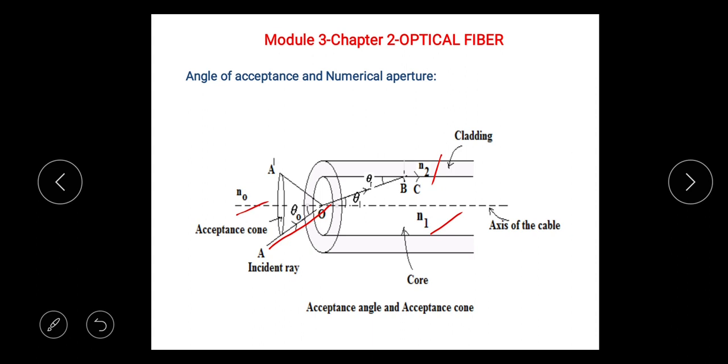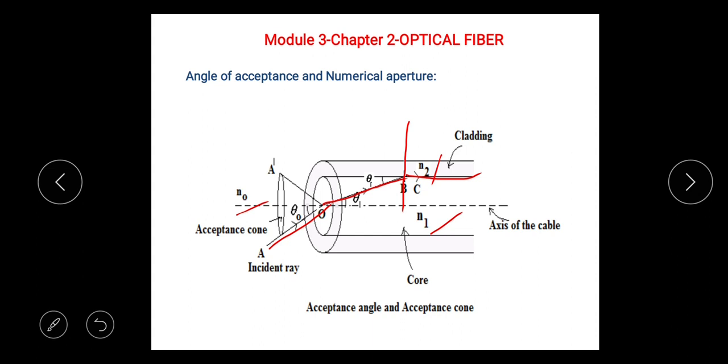Now that ray refracts along OB like this by making angle of refraction theta 1. This is a normal drawn here. This is another point of incidence at which light ray grazes the interface. It travels along BC. So we have to consider 2 points here. One point is O, another point is B.